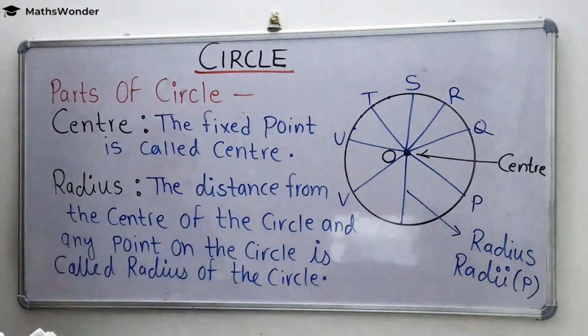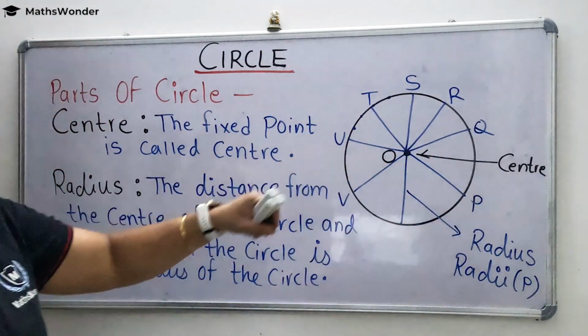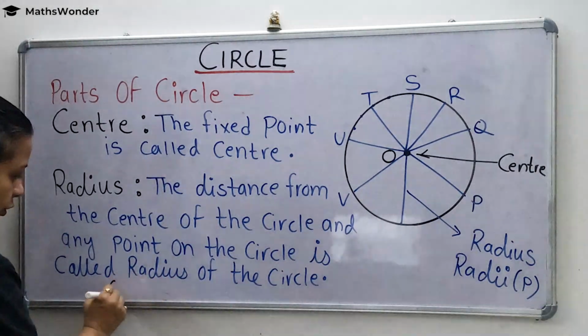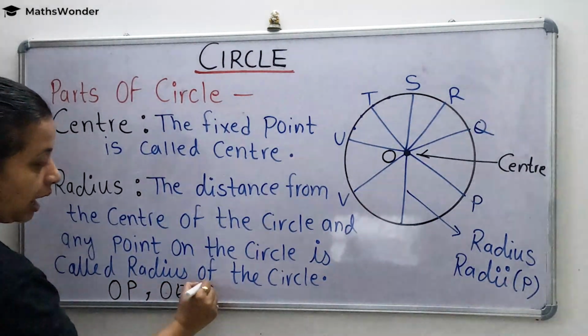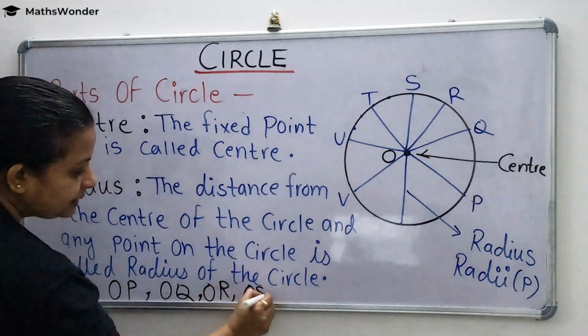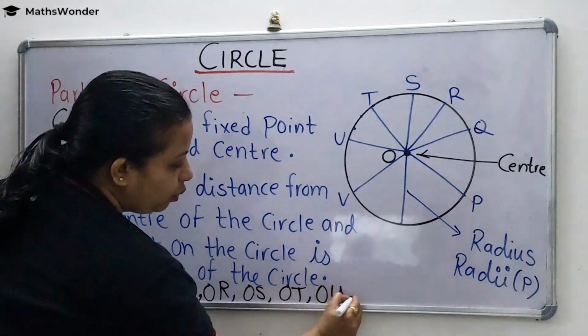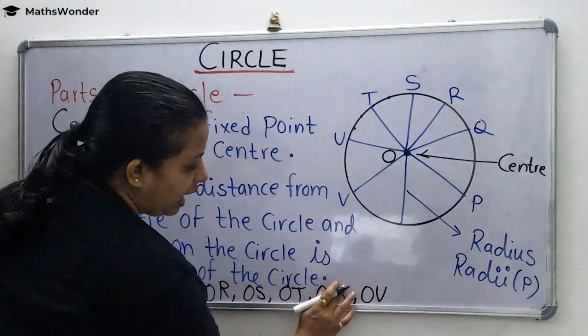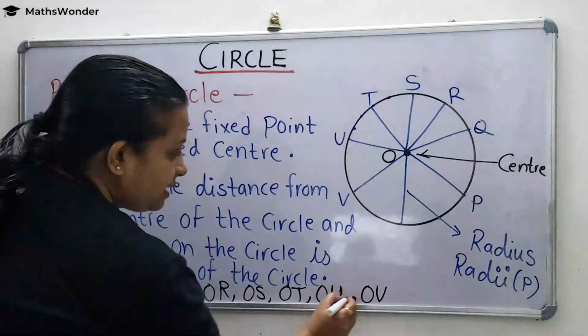How will you represent it here? The radius of the circle, I have drawn many radii. So how will you represent them? OP, OQ, OR, OS, OT, OV, OU, all are radii, right? Understood?